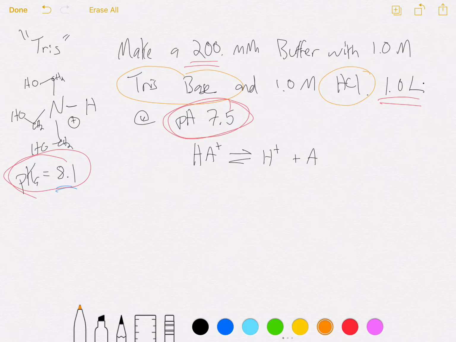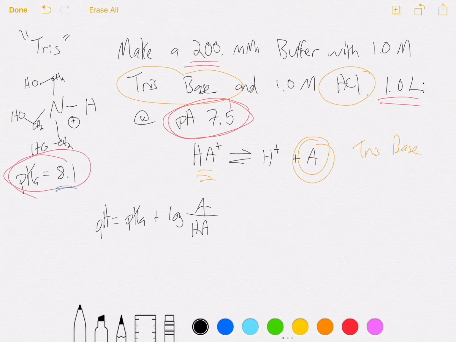So in other words, what we're adding directly, this right here, is tris base, and then hydrochloric acid will protonate our tris base to give us the HA species. And all of this has to do with the Henderson-Hasselbalch equation: pH equals pKa plus log of A over HA. And again, in class, we've typically done A minus over HA. But in this case, not that it really matters because the workflow is identical, it's A over HA plus.